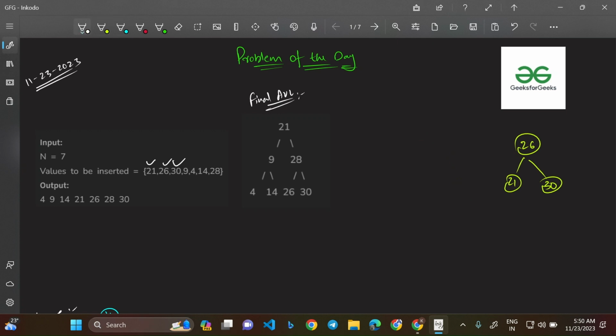So you also make sure, is it following the rules of BST? Yes. 26 left is 21, which is less than 26. 26 right is 30, which is greater than 26. Everything is fine. And also it is balanced, because the height here is 1, the height here is 1. 1 minus 1 is equal to 0. It belongs to the set. Okay, so this is fine.